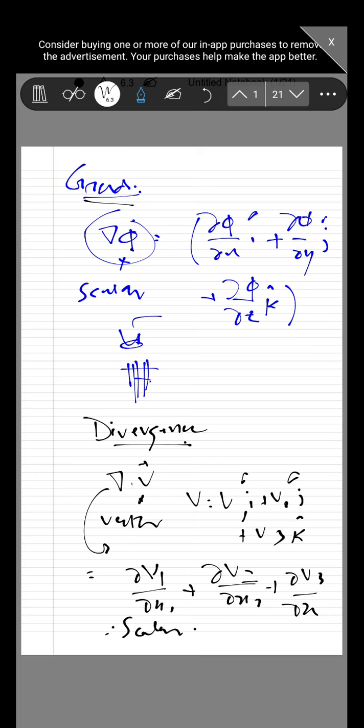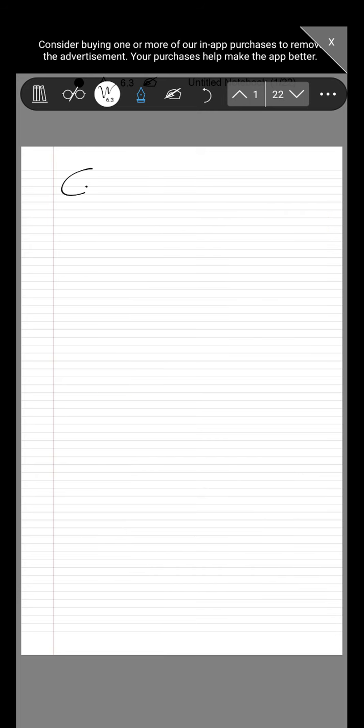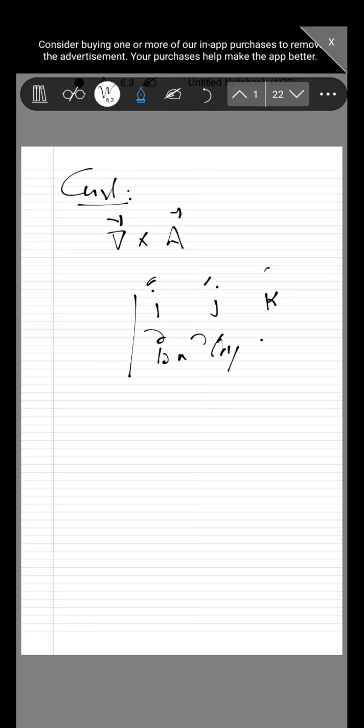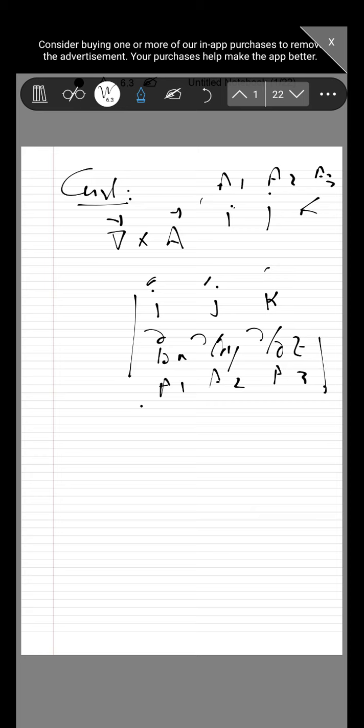And the next is the curl. Curl is also a vector. It's called del cross A. It is denoted by i, j and k, del by del x, del by del y and del by del z. And if A has three components, A1, A2 and A3 in the i, j and k directions, it will be A1, A2 and A3. So this is also a curl of a vector.